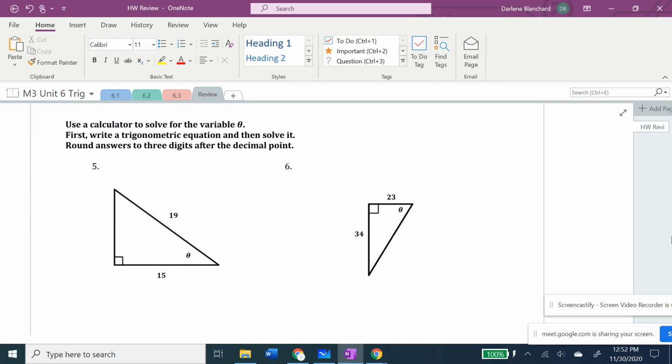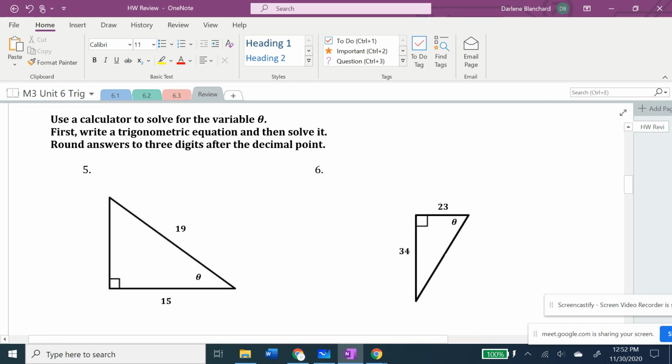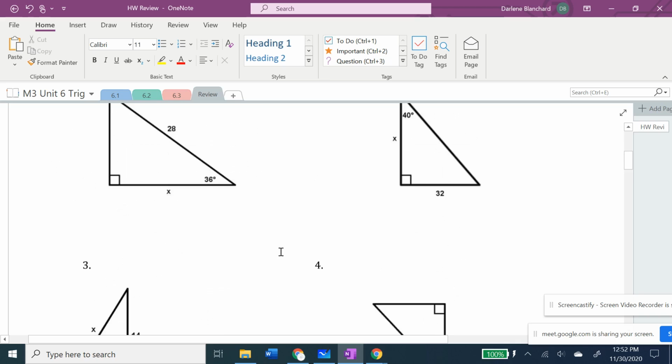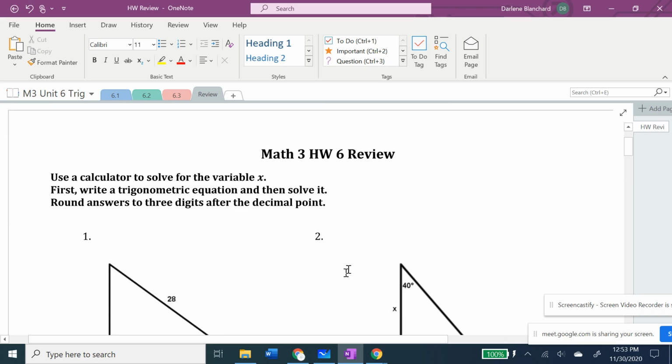Okay, so here's the new material. And by the way, you don't need to print this out. You can just look at these problems and write down the answers on paper. So with numbers 1 through 4, maybe I'll start there and then I'll talk you through 5 and 6.